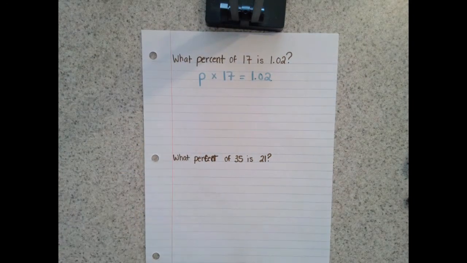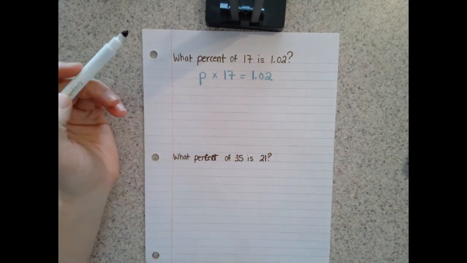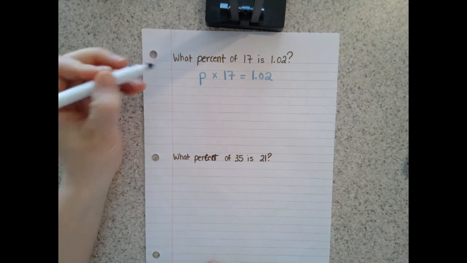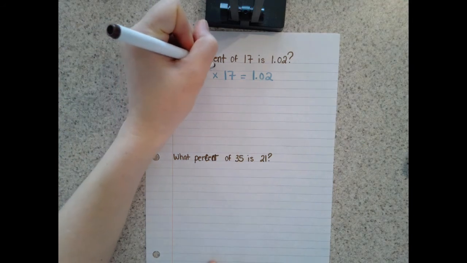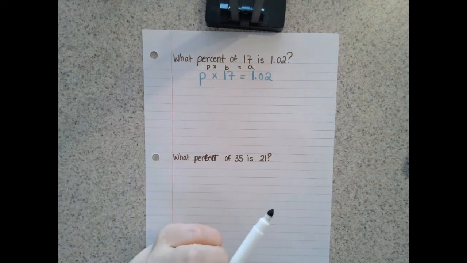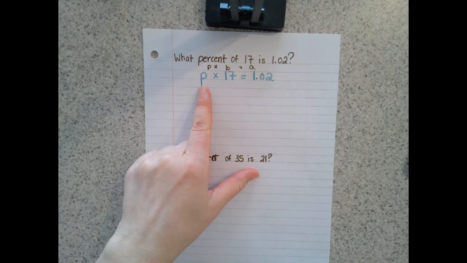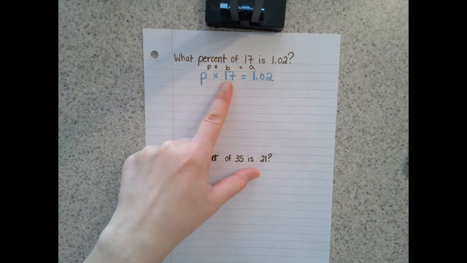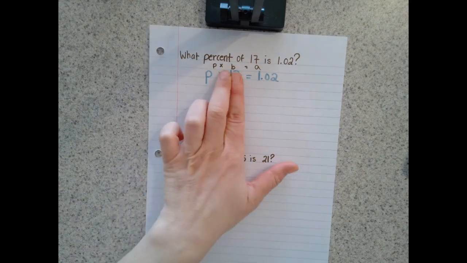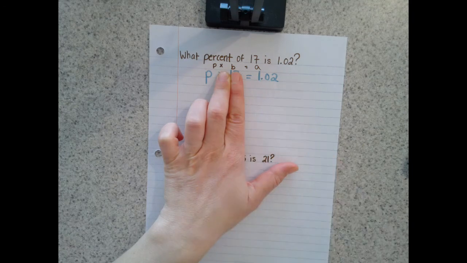By translating this into math language, we really have the percent equation: the percent times the base equals the part. The base and the part we know, but the percent we need to solve for. We want to get P all by itself on the left side of the equal sign. That means we need to get rid of this times 17. Then the problem would read P equals answer.